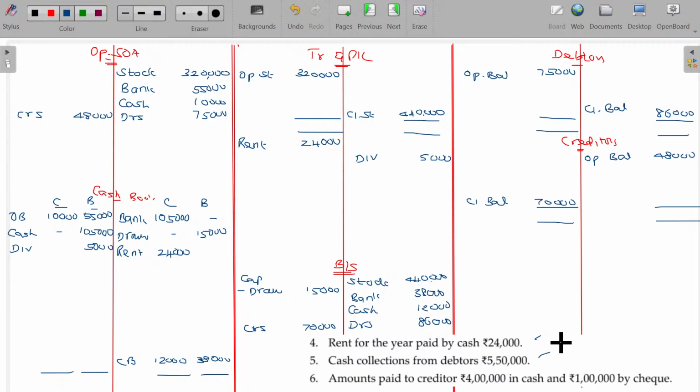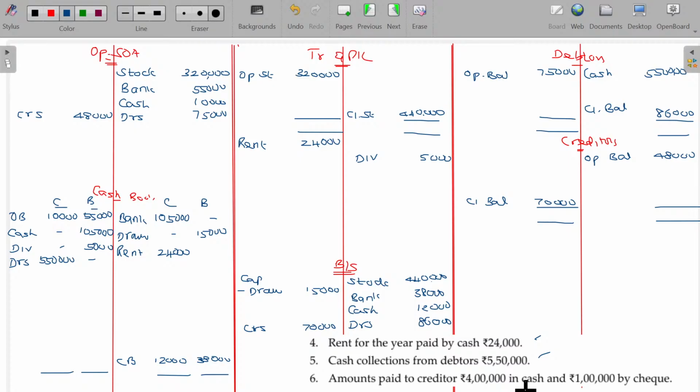Cash collections from debtors. In the cash column, receipt side, debtors. Collection being 5,50,000. Another record. Where should the other record be? In debtors, it reduces the debtors balance, means the credit side. So here cash paid 5,50,000. Hope now you understand why we want to study the debtors account also. You need to be master with the debtors account format.